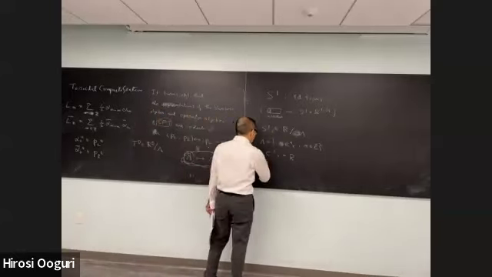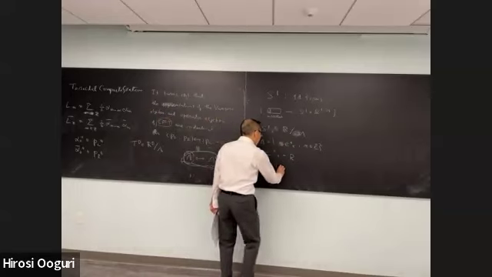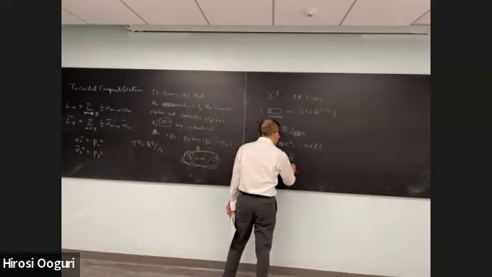So then it's clear that the dual lattice is generated by the dual vector.